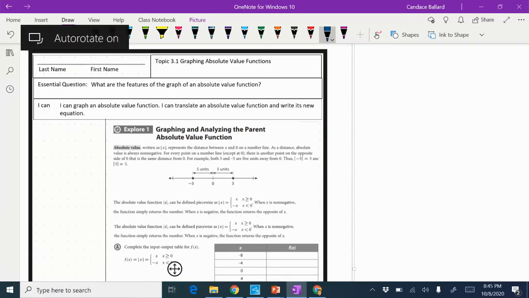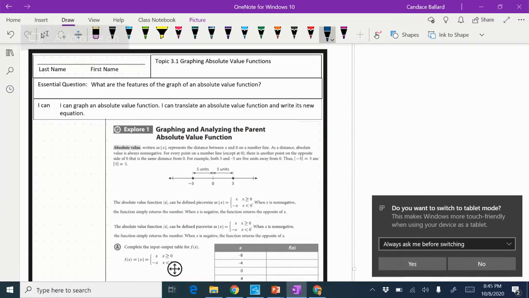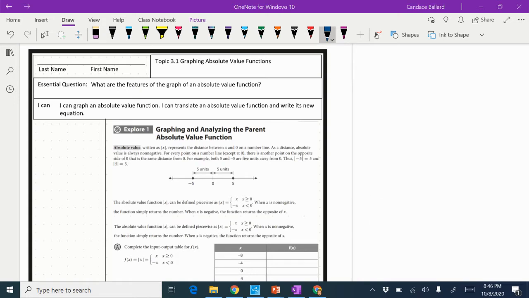So we are beginning a new unit, Unit 3, and we are going to be talking about absolute value in this unit. I know that's not a new concept for you. So we're going to start.